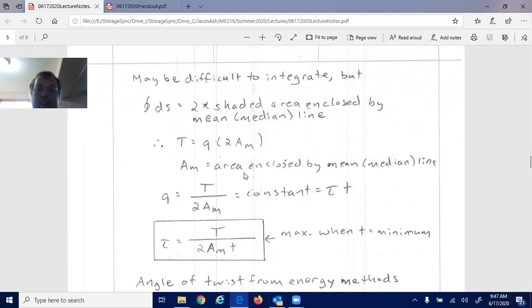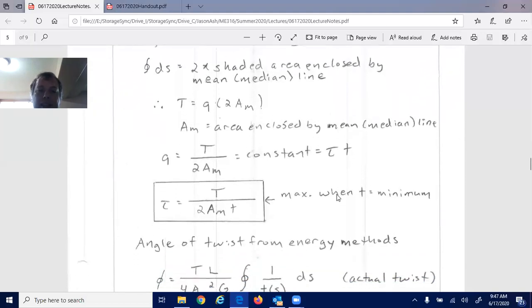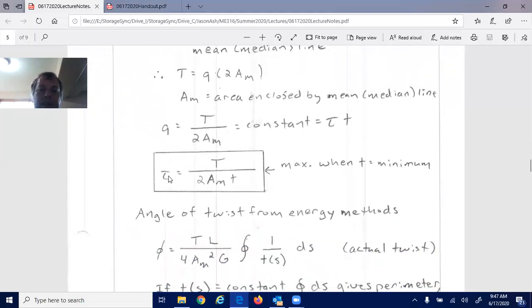AM again is that area enclosed by the mean or median line. And we can then solve for our Q. Our shear flow based on that is just T, our torque, over 2 times the mean area. And remember, Q is a constant and is equal to the shear stress times the thickness. And that is handy in that now we have an expression where we can solve for the shear stress as a function of torque. Torque over 2 AM t gives us our shear stress. And that's going to be a maximum value when t is a minimum value.